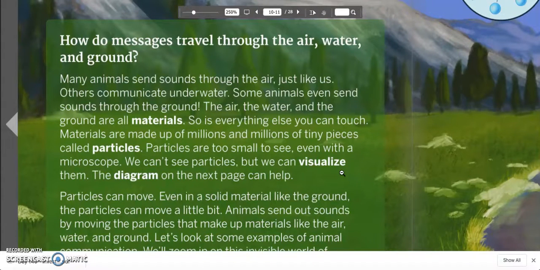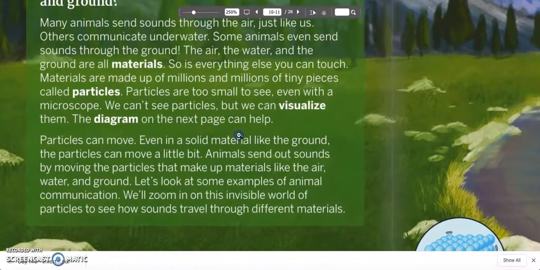Many animals send sounds through the air just like us. Others communicate underwater, just like the dolphins. Some animals even send sounds through the ground. The air, the water, and the ground are all materials. So is everything else you can touch. Materials are made up of millions and millions of tiny pieces called particles, which is our vocabulary word today. Particles are too small to see, even with a microscope. We can't see particles, but we can visualize them. The diagram on the next page can help.